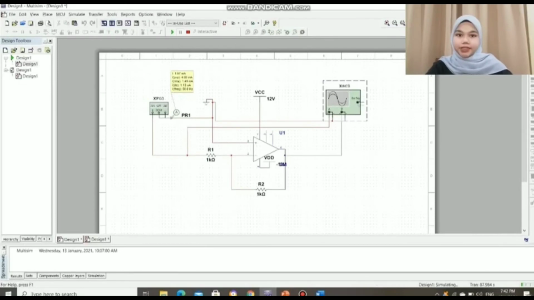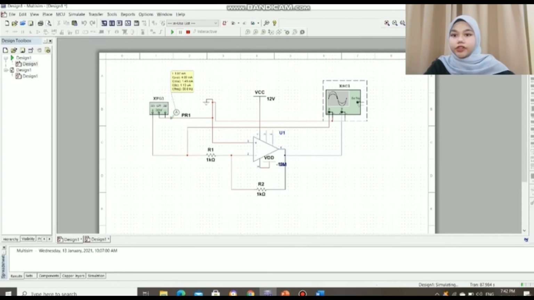My name is Anur Ashura binti Muhammad Nur Zaki and my matric number is AE180085. Today I will show the simulation of the output versus input of an inverting op-amp using Multisim when gain is equal to -1.